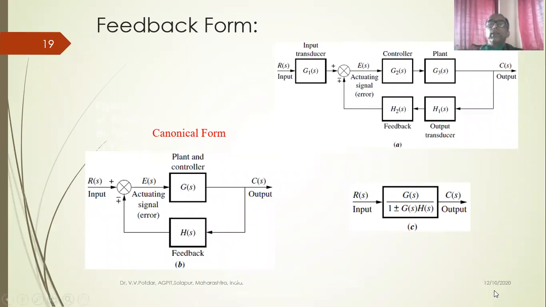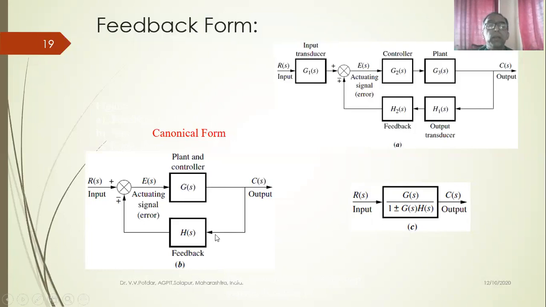Hello friends, in the last class we saw some of the rules of block diagram algebra wherein we studied what are cascaded or series elements, what are parallel elements, what is the summing point, what is the takeoff point, and finally we saw the feedback form of the block diagram wherein we arrived at the closed loop transfer function.